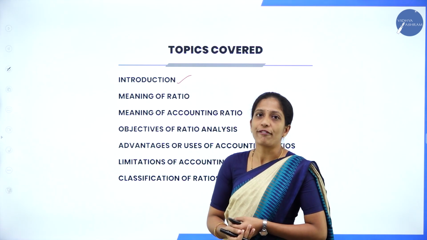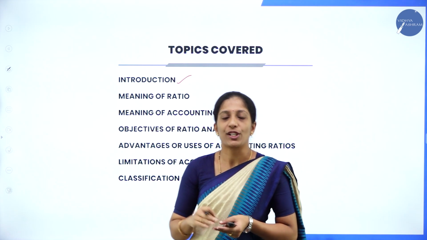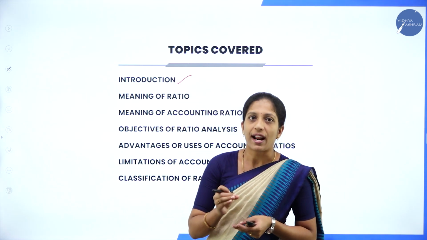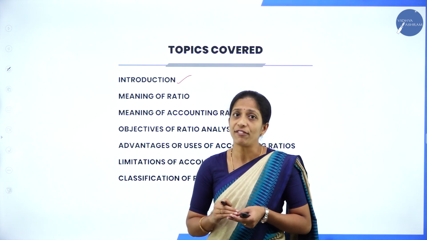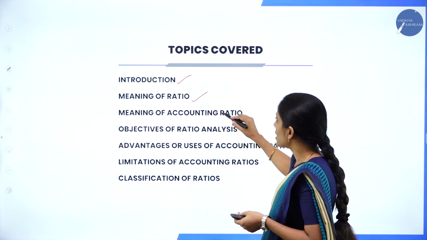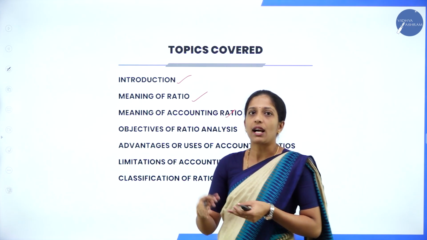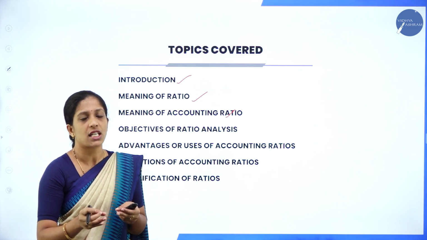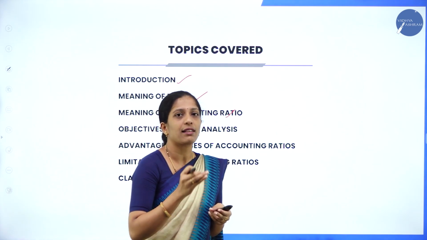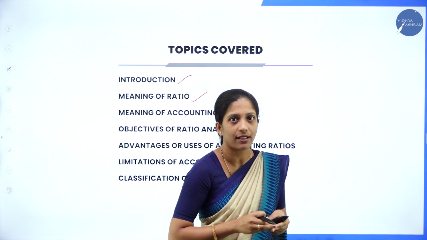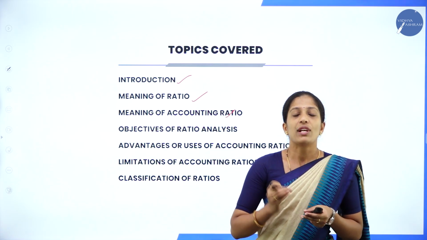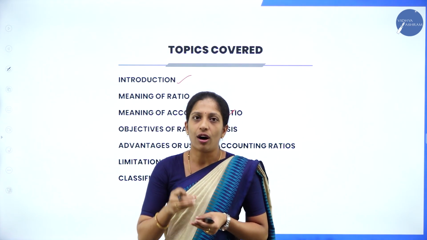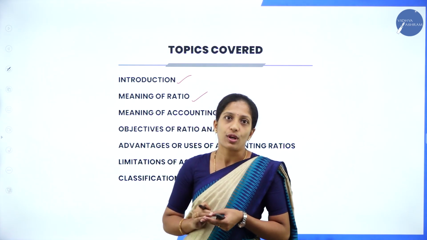Now coming to the meaning of ratio. It is a relationship between two or more numbers, expressed in the form of a fraction or in the form of ratios. Next, we discussed accounting ratios. Accounting ratios are related to the data in the accounting statement, measured in the form of ratios or fractions, where we consider the relationship between two accounting data of a financial statement. That is known as what?